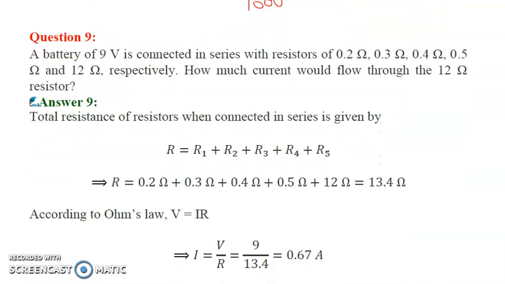A battery of 9 volt is connected in series with resistors this much. How much current would flow? If they are connected in series, it should be clear that the current should be the same in all the resistances. So we'll write it here as well. Current would be same in all the resistances.